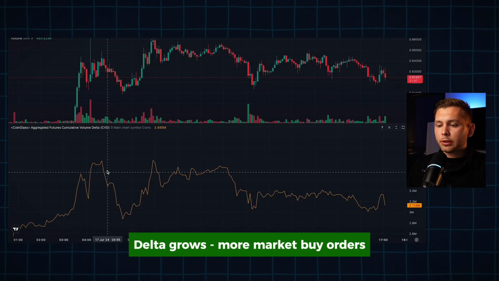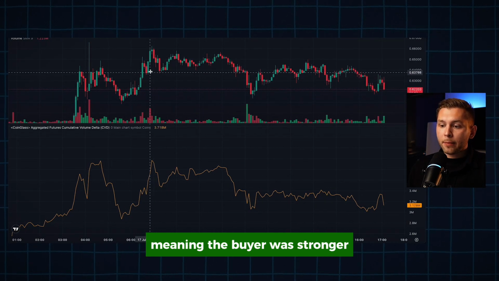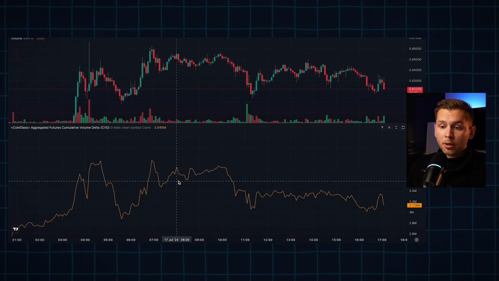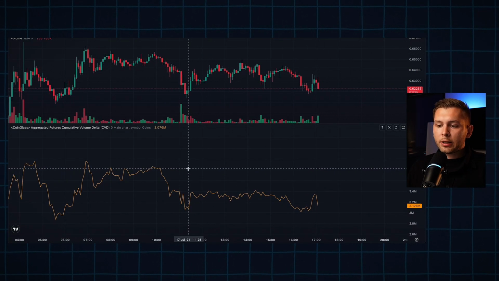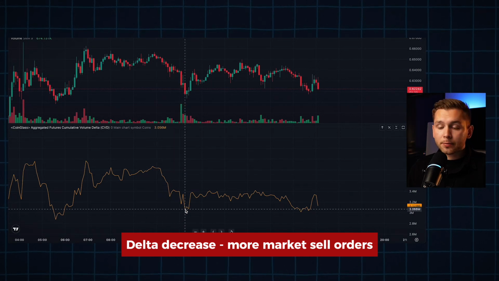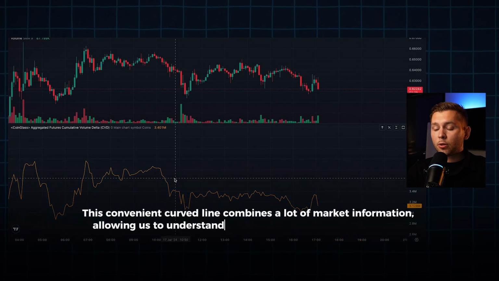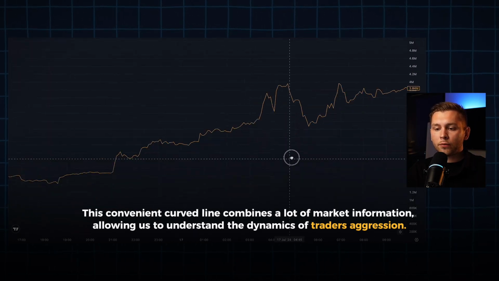If the delta grows, it is a direct signal that there were more market buyer orders, meaning the buyers were stronger. The more aggressive the buyers, the more the delta grows. The same goes for sellers. If there were more market sell orders, the delta decreases. This convenient curving line combines a lot of market information, allowing us to understand the dynamics of traders' aggression.